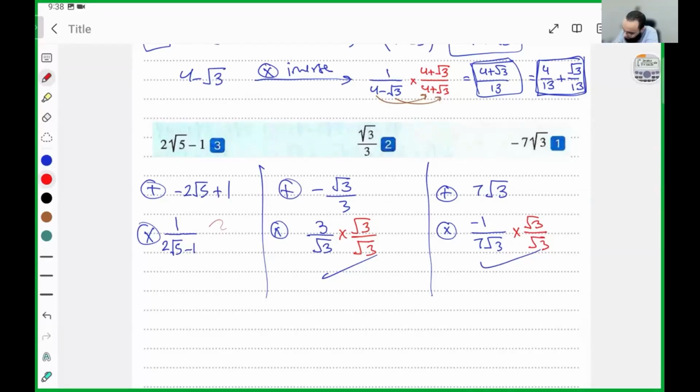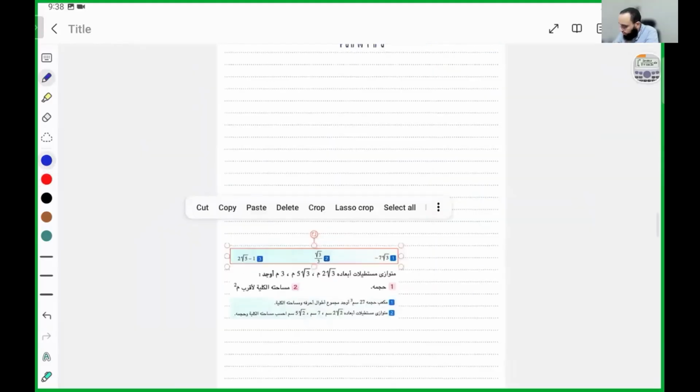What else? Times 1 plus 2 root 5, up and down. 2 root 5 plus 1, up and down. Both are correct, okay? You can complete. I think it's the same.